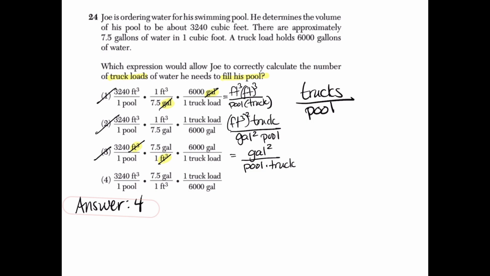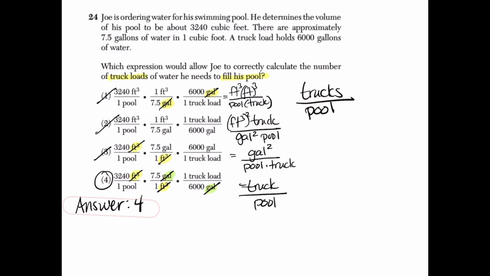And in the fourth one, you'll see cubic feet and gallons. This one looks super promising, and it's the only one that's left, so it should be. So here I'm going to end up with my truckload of water over the pool. So 4 is my correct answer.